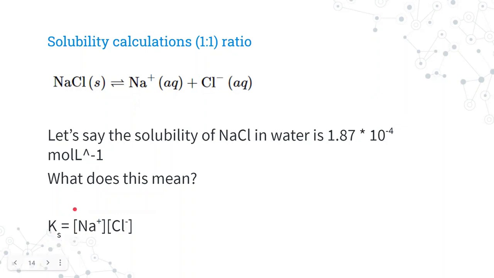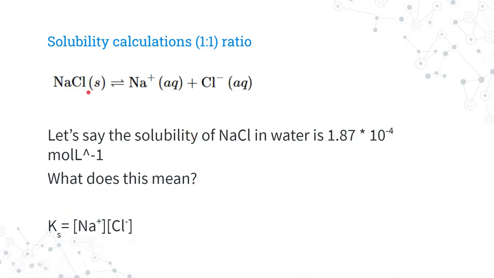For example, in this equation, we're given the solubility of sodium chloride, which is 1.87 times 10 to the negative 4. So first of all, what does that mean? Well, basically we're told that the concentration of sodium chloride that actually dissolves in water is 1.87 times 10 to the negative 4 moles per liter. But how do we use it to work out our Ks if we don't have sodium chloride in our Ks expression?